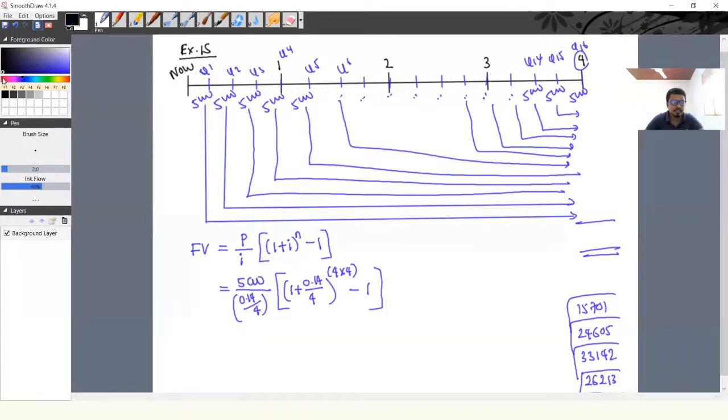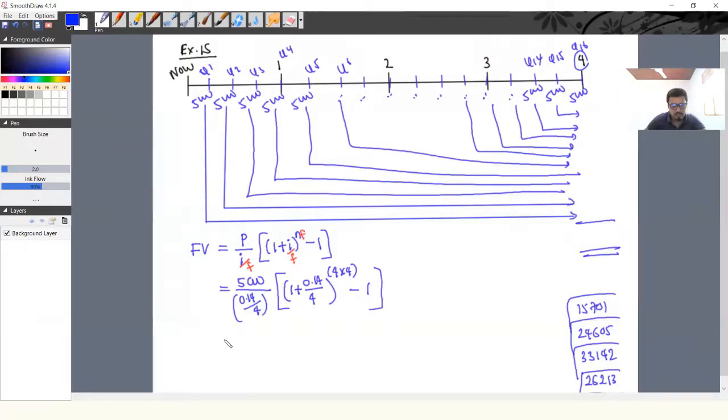Since it is being compounded quarterly, we are doing this adjustment again. In annuity as well, in future value and present value as well, anywhere, if it is being compounded more than one time a year, this adjustment needs to be made. Okay.